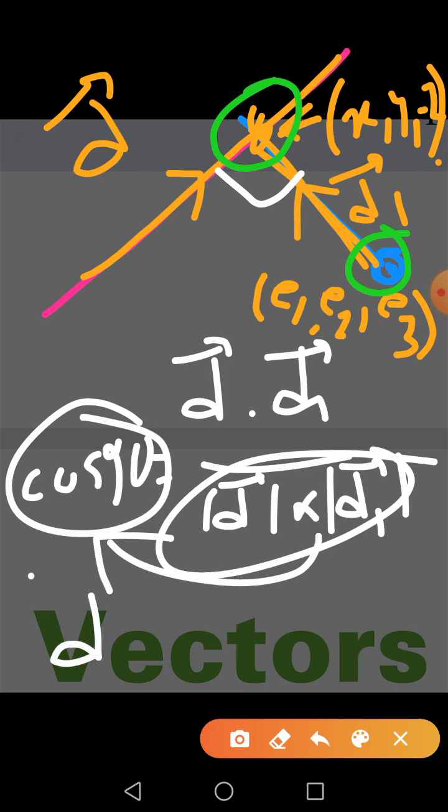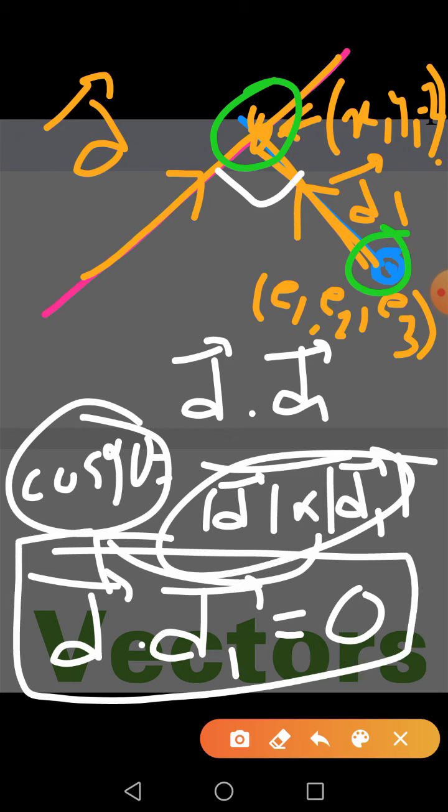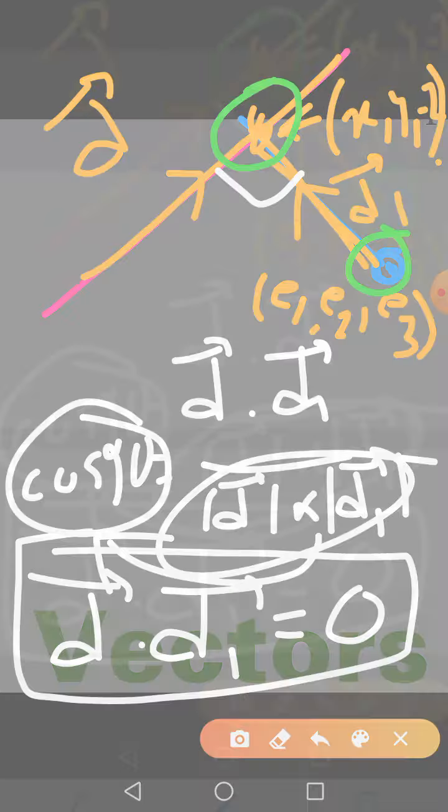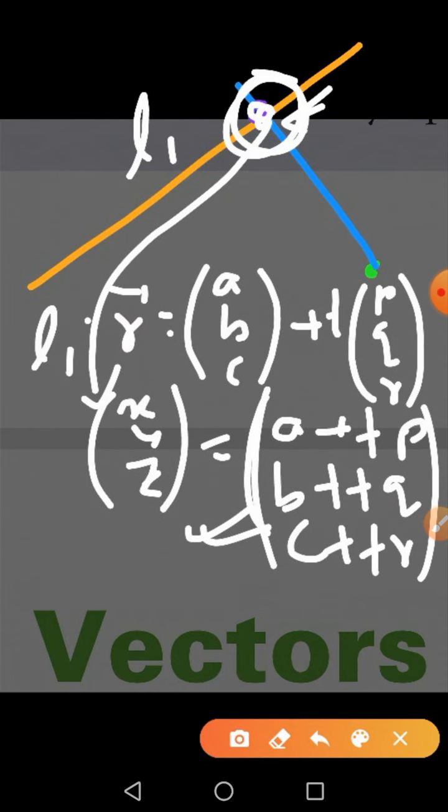So we obtain d dot d1 must be equal to 0, and this is a very important interpretation: if two lines are perpendicular, then the dot product of their directions has to be 0. Okay, so we have the dot product to be 0.